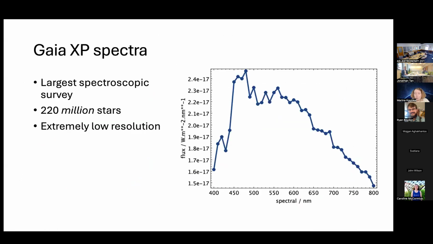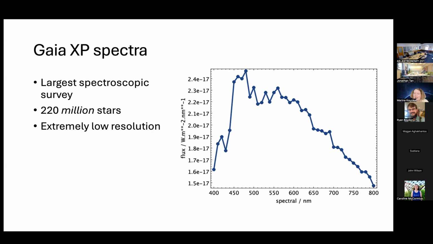We wanted to see if we would be able to apply it to Gaia XP spectra. Now, Gaia technically is the largest spectroscopic survey to date. It has been able to produce spectra for 220 million stars, the spectra for which are publicly available. The downside is that these spectra are extremely low resolution. Here you can see it just has a couple of points across the entire optical spectrum, to the degree where it's difficult to call it spectra. It's more of photometry.